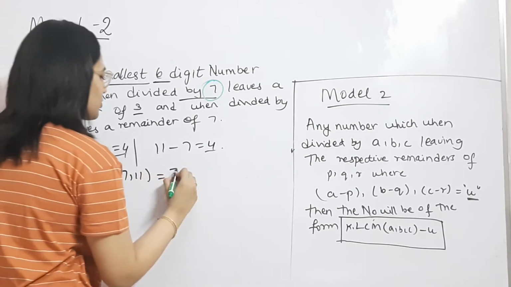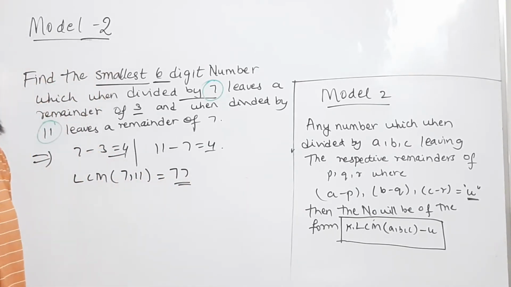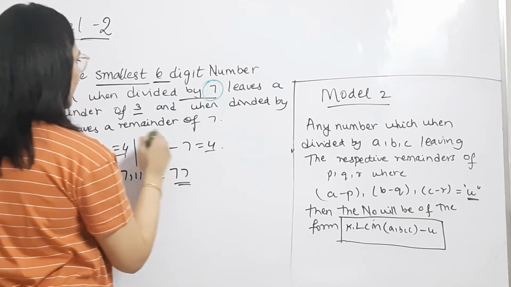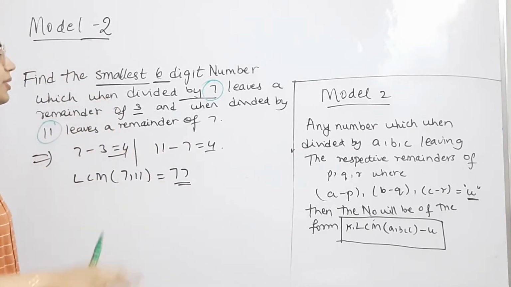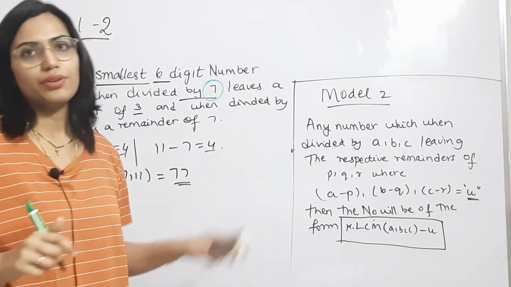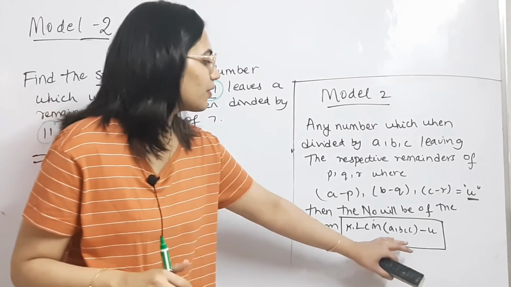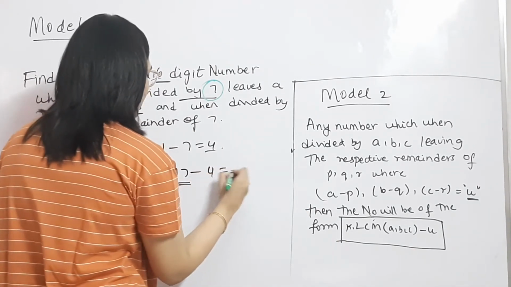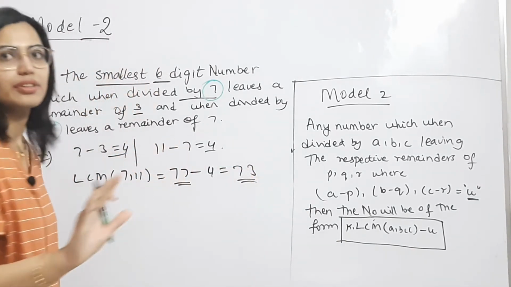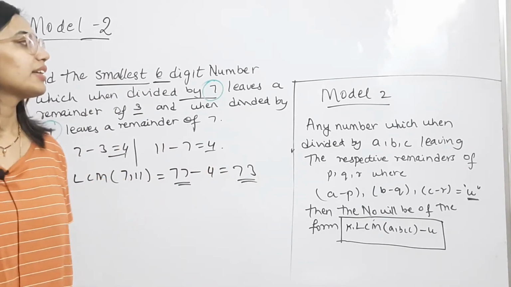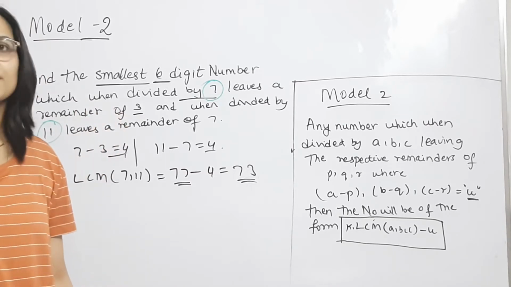It's a co-prime, so you can say 77 is the LCM of 7 and 11. Right. Now, in this case, you know for a fact that the common difference between the remainders is what? 4. Right. So, you can give that number. You can say that 77 minus 4, 73, is the least number that when divided by 7 and 11 gives you the remainder 3 and 7 respectively.